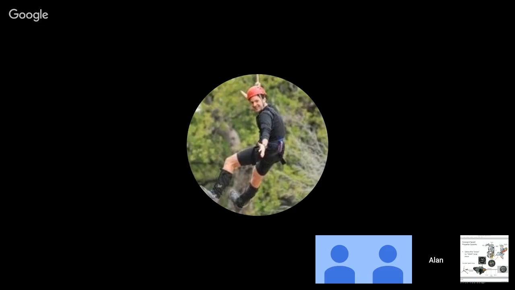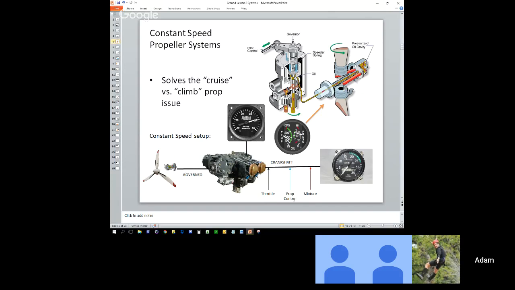Okay. And then the throttle in the constant speed system does the same thing that it does in the fixed system. It controls the fuel air mixture entering the cylinders. Except in the case of the constant speed system with the variable pitch propeller, moving the throttle back and forth does not affect your RPMs. The propeller control does.